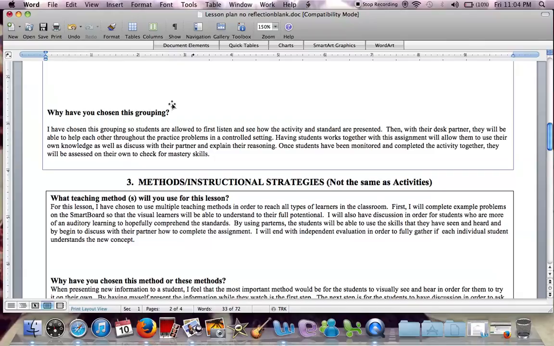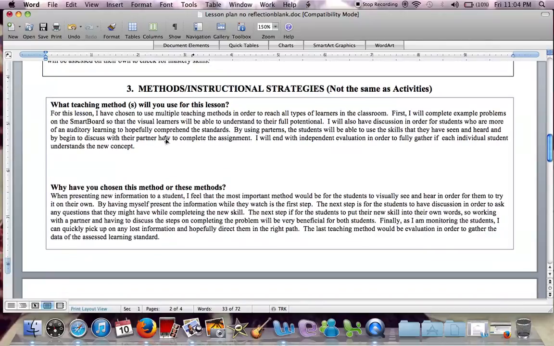I've chosen this grouping so students are allowed to first listen and see how the activity and standard are presented. Then, with their desk partner, they will be able to help each other throughout the practice problems in a controlled setting. Having students work together with this assignment will allow them to use their own knowledge as well as discuss with their partner and explain their reasoning. Once students have been monitored and completed the activity together, they will be assessed on their own to check for the mastery skill.